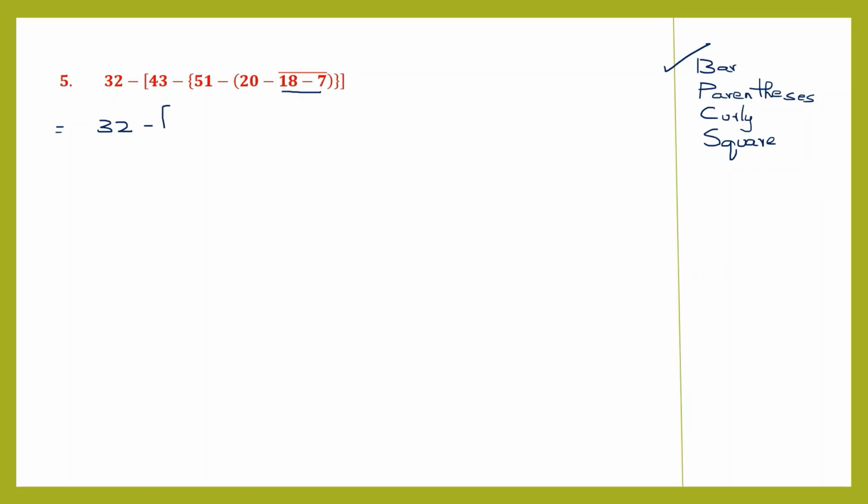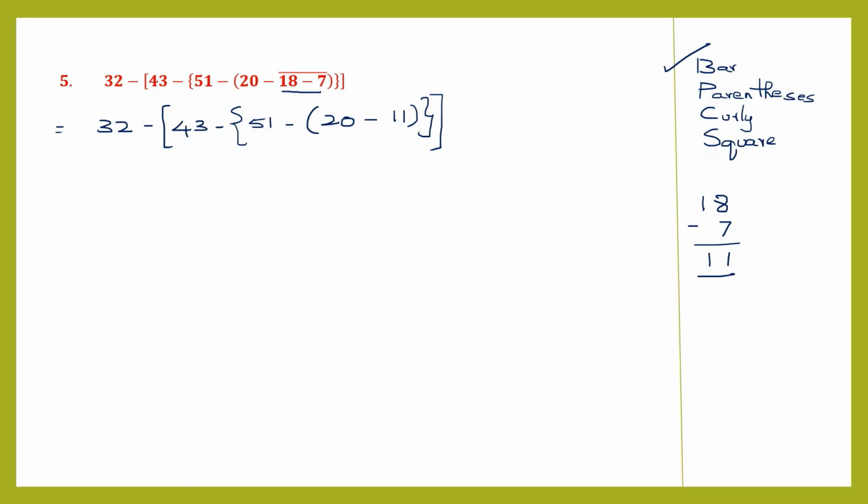32 minus, we need to put the square bracket, 43 minus, then we have the curly bracket, 51 minus the parenthesis, 20 minus, now we're going to remove the bar bracket. So what is underneath the bar bracket? 18 minus 7. So let's subtract that. 18 minus 7. 8 minus 7 is 1. 1 minus 0 is 1 there. So we have 11. So 20 minus 11. Now we have removed the bar bracket. We can close the curly bracket and the square bracket.